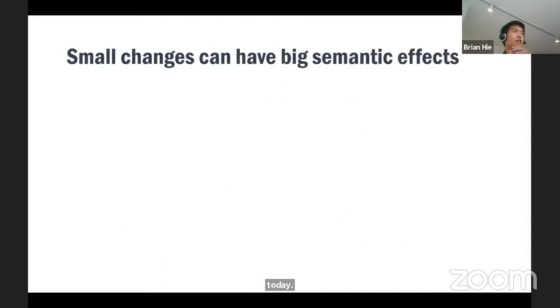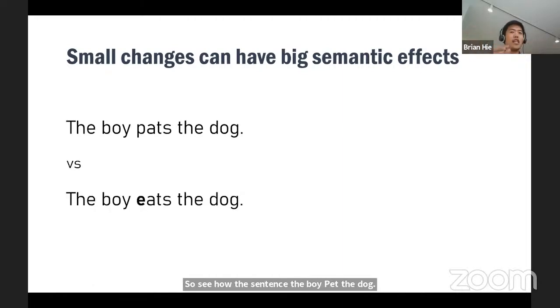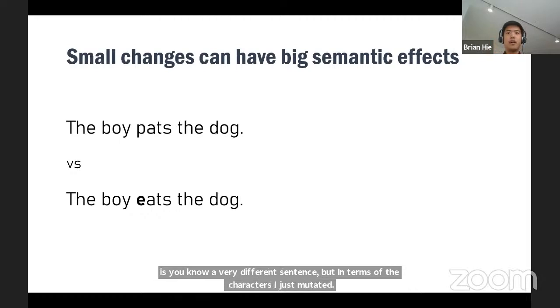So how do we model viral escape using algorithmic techniques? An initial key insight that we had is that small changes can have big semantic effects. What do I mean by this? Say you have the sentence, the boy pats the dog, and I can make a single character change to the sentence that completely alters its meaning. It is a very different sentence, but in terms of the characters, I just mutated a single character, a P to an E in this case.